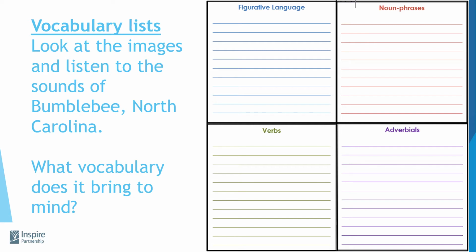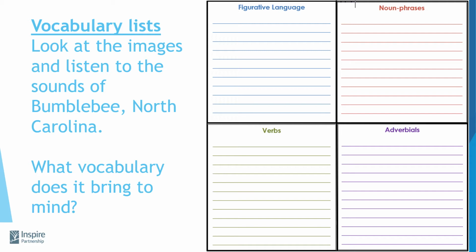Today we're going to create a vocabulary list. So there's a grid that you've all seen before, and we've used that in school many times. We're going to be looking at images, and we're going to be listening to some sounds of Bumblebee, North Carolina, where Stella by Starlight is set. As you go through the slides, I'd like you to think about what vocabulary it brings to mind. And so you're going to need a grid like this in front of you so that you can jot down your appropriate words. Now, the grid is broken up into 4 sections.